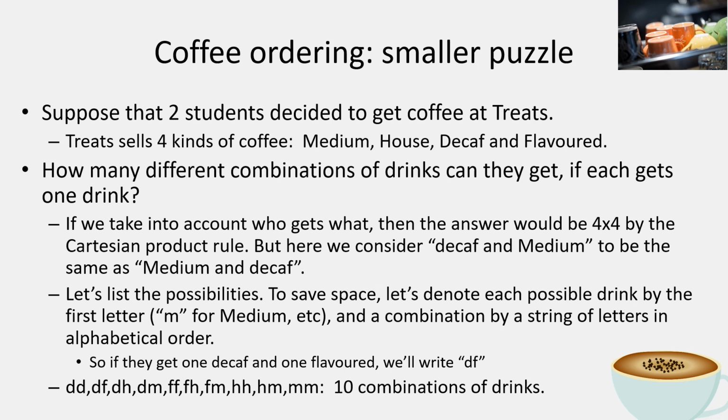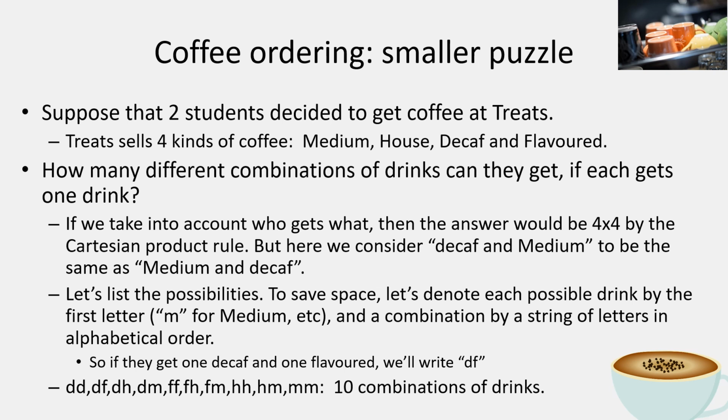They both can get decaf. They can get decaf and flavor, decaf and house, decaf and medium. That's 4. So now, if they don't get decaf, they can both get flavored, one flavored, one house, and one flavored, one medium. If they're not getting decaf or flavored, they can get 2 house coffees, house and medium, or 2 mediums. And this gives us 10 combinations of drinks, which is a little less than the 16.